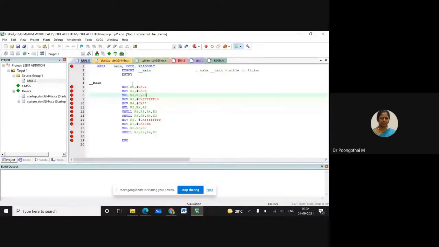Just look at the code. I have used the normal MUL, simple MUL instruction. Is my screen visible, ma'am? Keil microvision, yes. So I am going to simulate this program using Keil microvision, unsigned multiply and unsigned multiply long.